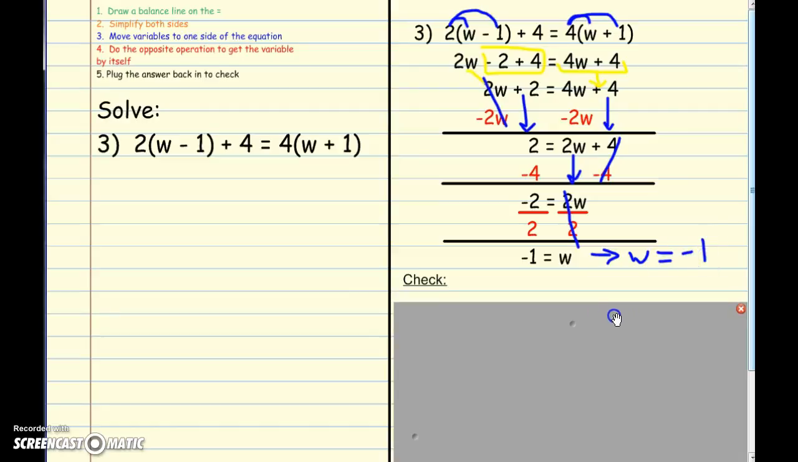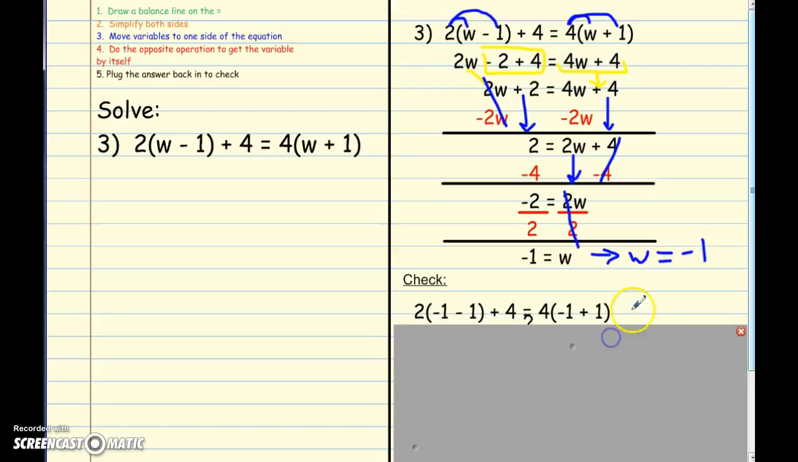So again, we're going to check that answer, and just like the previous ones, we're going to take negative 1 and put it in place of where our w was in the original equation. We're going to look to see if these really are true. Move my little question mark guy there.